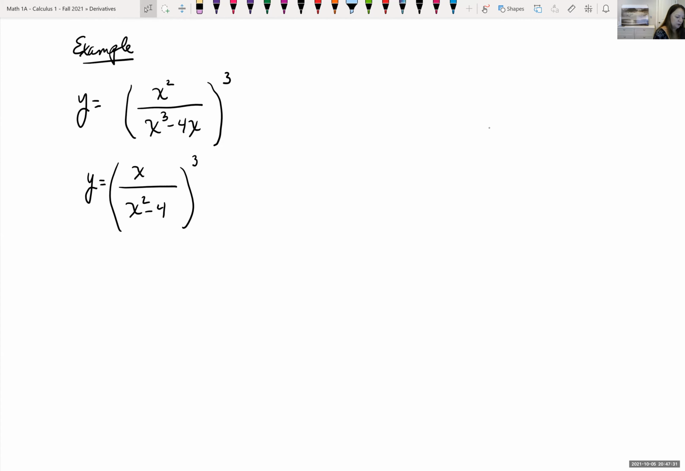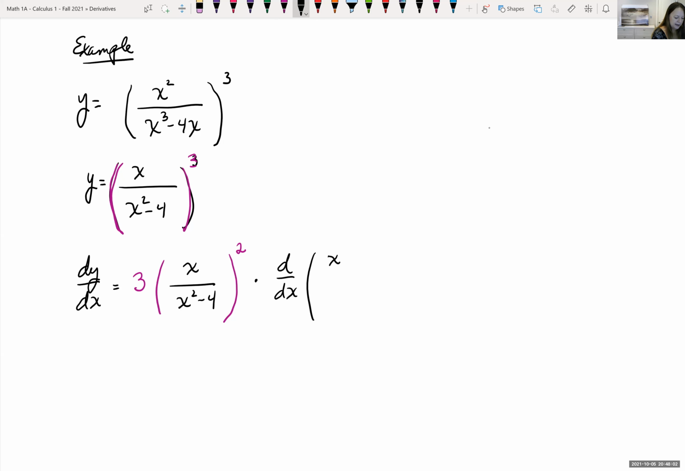Okay, so derivative of the outer function. When we look at dy dx, this is equal to the derivative of the outer. So bring down our power 3 of the inner and then subtract 1 from our exponent. So 3 times the quantity x all over x squared minus 4 times the derivative of the inner. I haven't taken the derivative of the inner yet, but I'm going to take that right now.